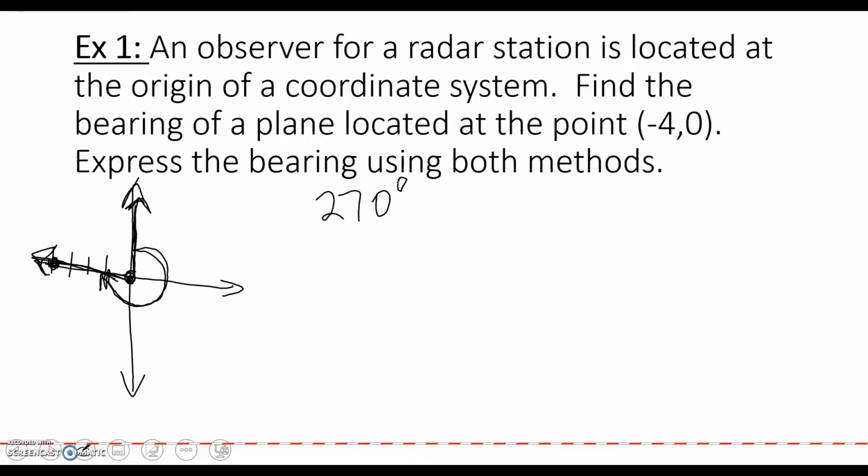Now, if we use the second method, we can say, okay, start with the north line, but this time measure to the west 90 degrees.